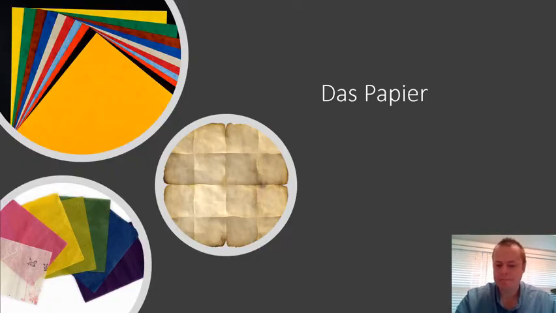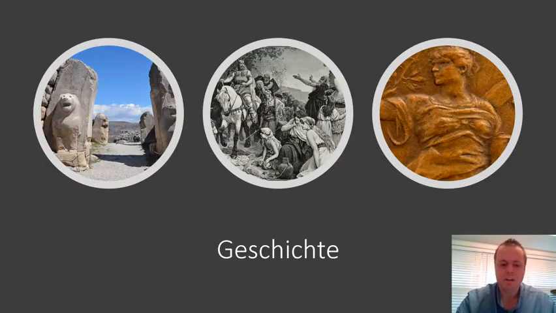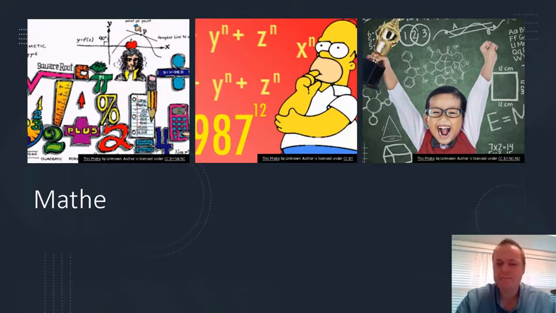Das Papier, perhaps the easiest one to remember. Das Papier is paper. Okay, so now we've got die Geschichte. Geschichte is a class you might have at school. Can you guess what it is? It's history. Okay? Next one is Mathe.